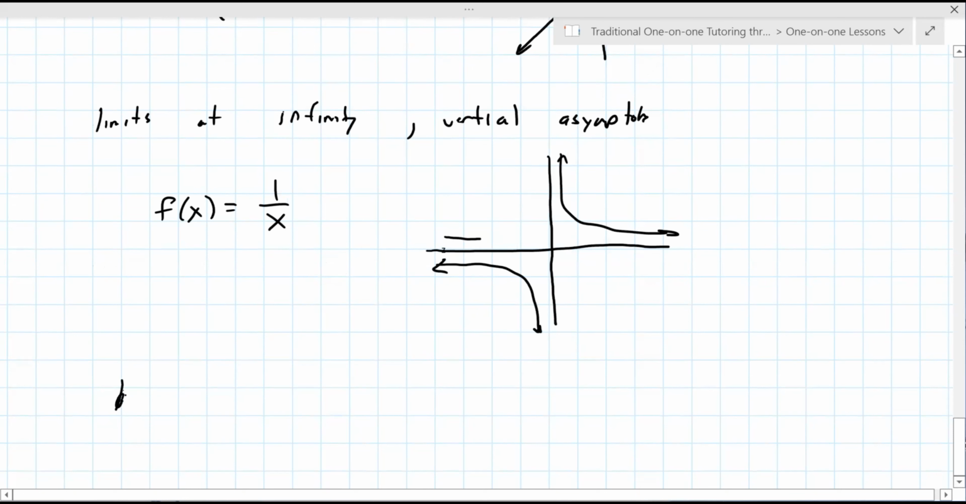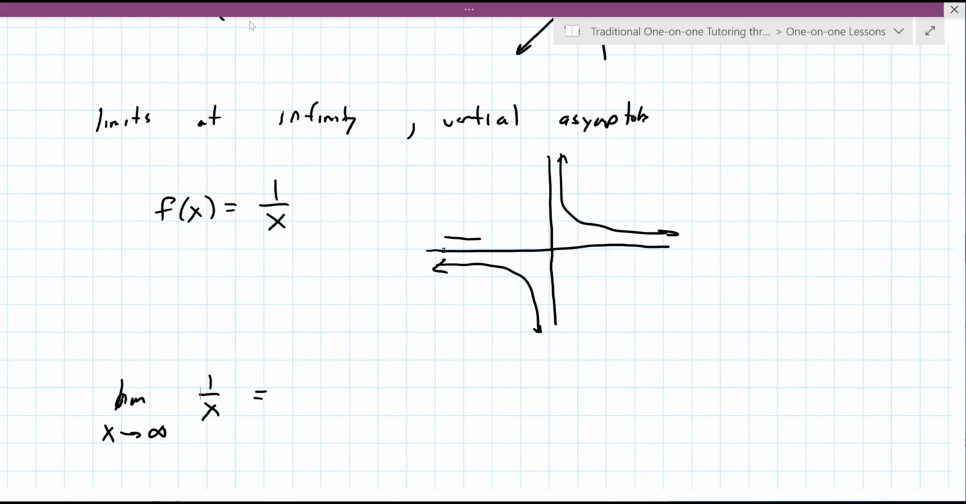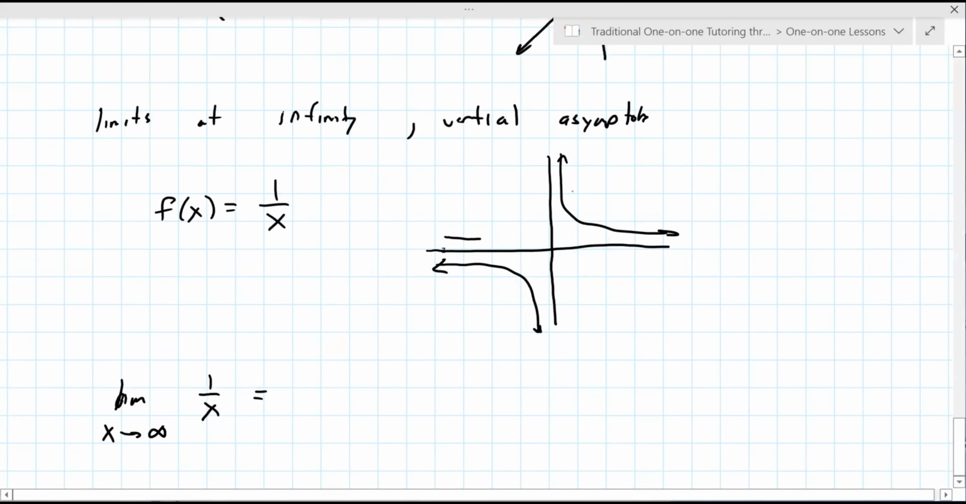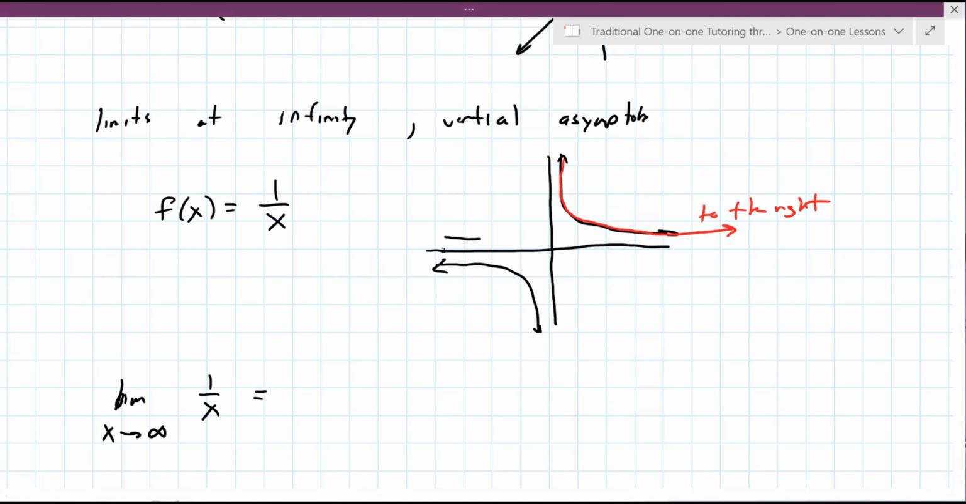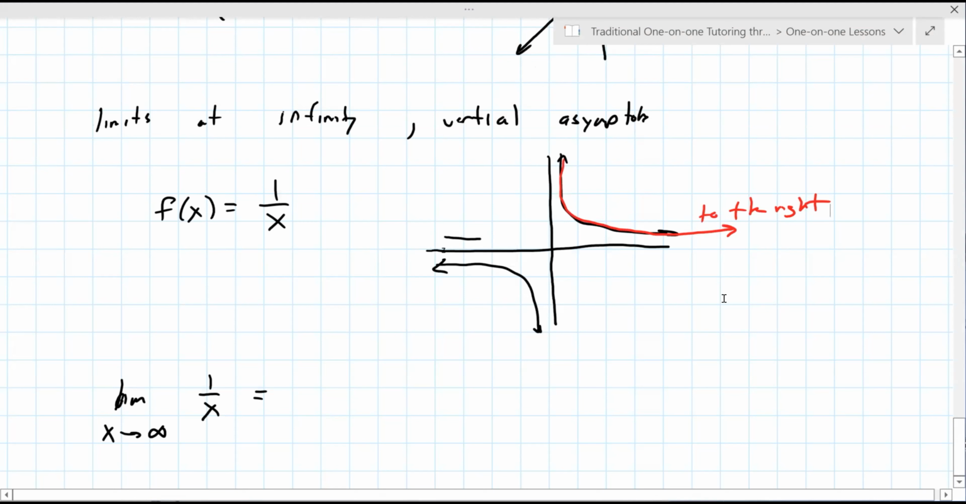I could say, what is the limit as x approaches infinity of 1 over x? So this is the limit at infinity, as x goes to infinity. And the wording that I want you to think about is, it's going in this direction, to the right. To the right. Okay. So if you trace that thing to the right forever, what y value does it approach? Is the y value? Yes, the limits are always the y value. This number on the right here is always a y value. Is it going to be 0?